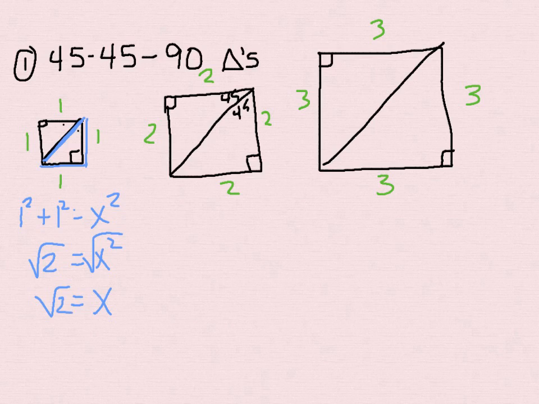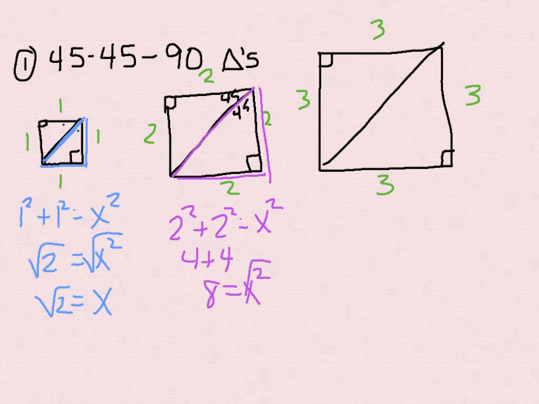Alright, let's do this triangle. Again, I'm finding the hypotenuse right here, and the two legs are 2 and 2, so I'm going to do 2 squared plus 2 squared equals x squared. 2 squared plus 2 squared would be 4 plus 4, which is 8. In order to unsquare that, I take the square root. Let's go ahead and break it down. So I'll get 4 and 2, which this will break out as a 2. So I'll get 2 square root of 2 equals x.